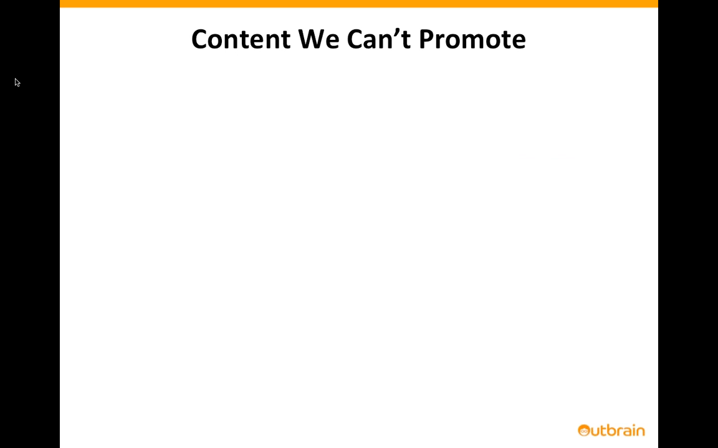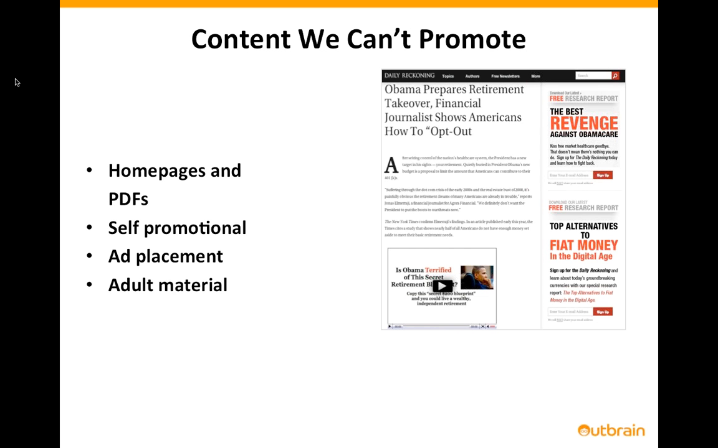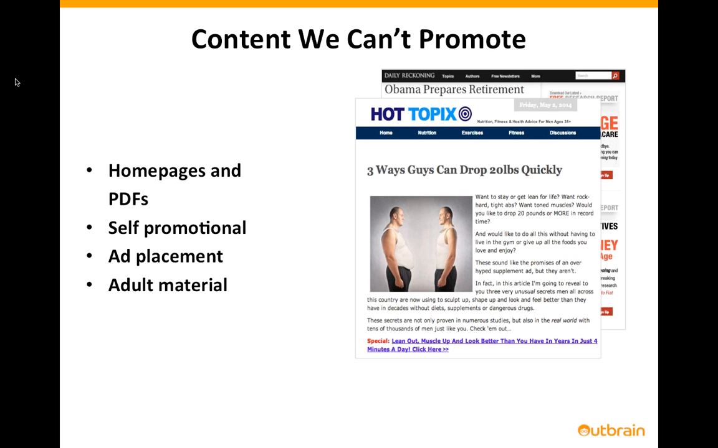Content we don't accept largely falls into the following categories. Home pages or section fronts. We prefer users to go to specific content rather than being driven to a home page. PDFs, which may hold valuable content, but our system can't crawl these, so you'll need to present the content on a web page.